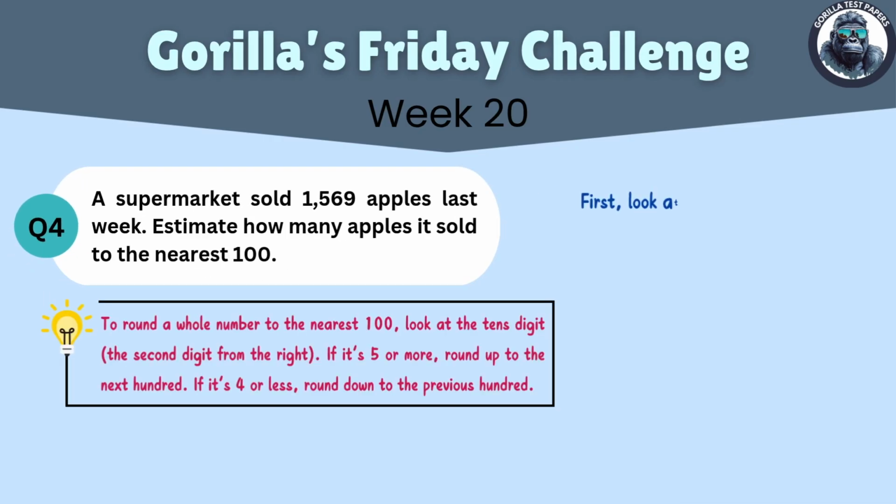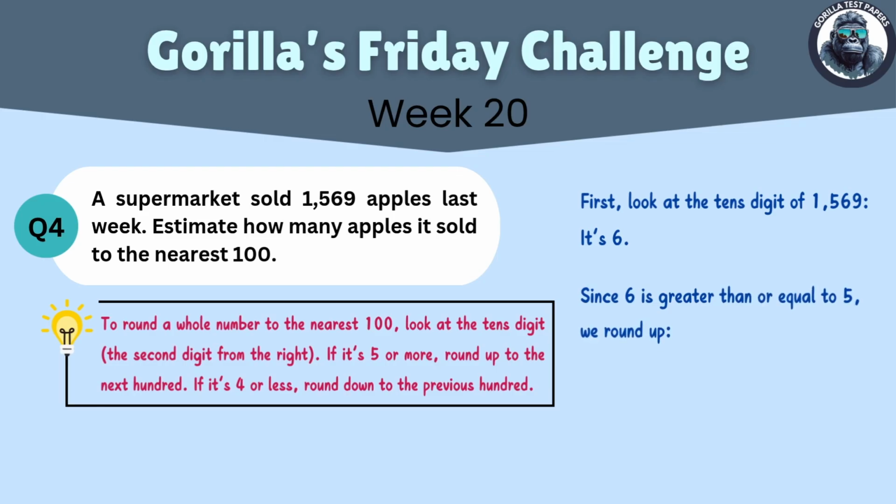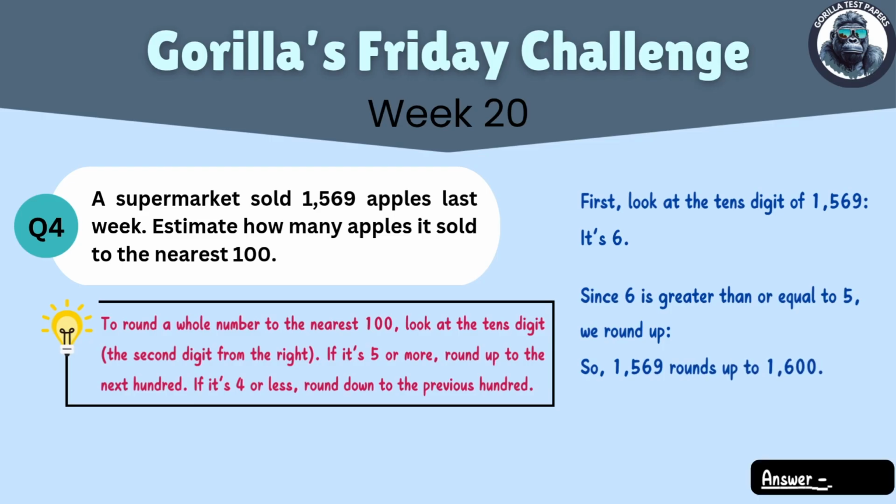So first we want to look at the tens digit of 1,569, which is 6. And since 6 is greater than or equal to 5, we round up to the next 100. So therefore, 1,569 rounds up to 1,600. This is the answer for this question.